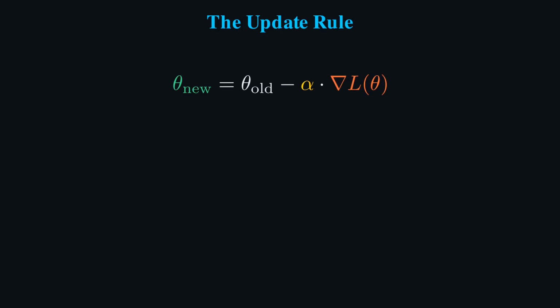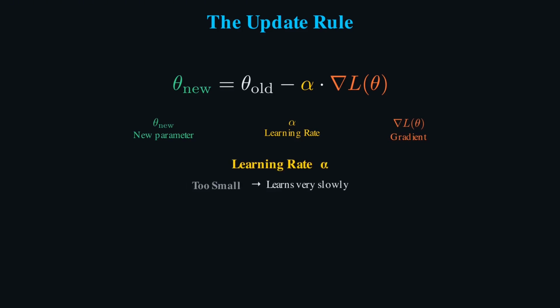If the slope is positive, we're on the right side of the hill, we need to move left. If the slope is negative, we're on the left side, we move right. We always move in the opposite direction of the gradient. This is why it's called gradient descent. We descend, step by step, following the gradient.